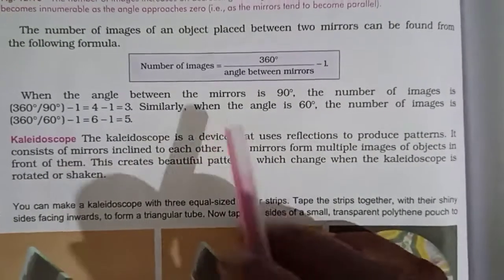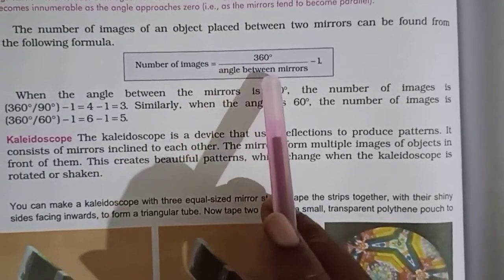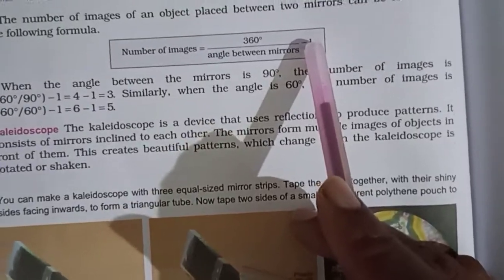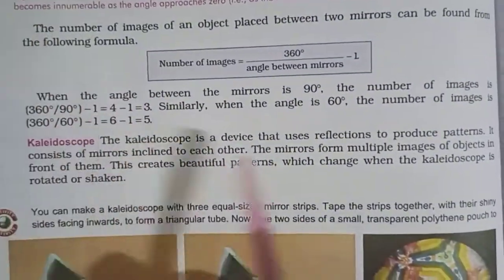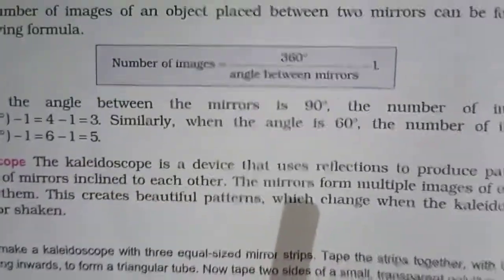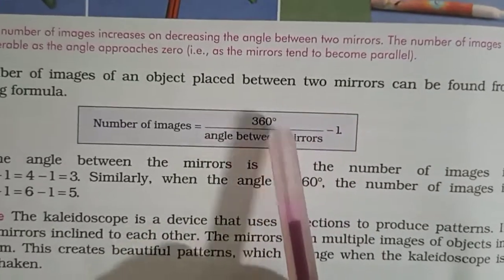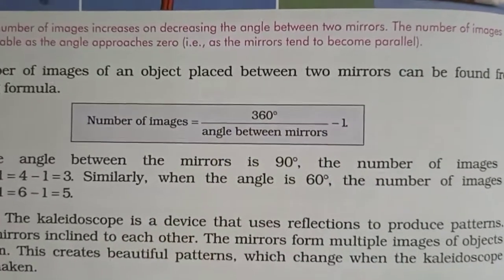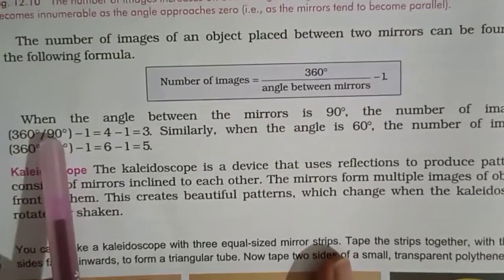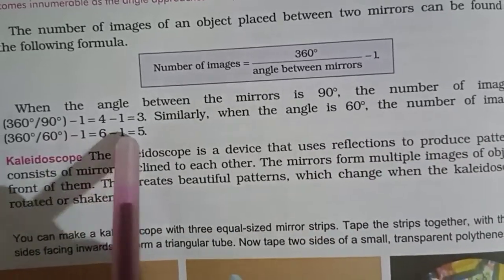You will remember that the number of images formed is equal to 360 by the angle between the two mirrors, minus 1. Suppose the two plane mirrors are placed, as we saw here, at an angle of 90 degrees to one another, then the number of images formed will be 360 by 90 minus 1. That means 4 minus 1, which is 3. See here they have solved and shown you. Similarly, when the angle is 60, the number of images formed is 5.